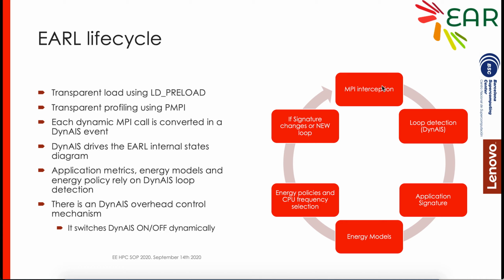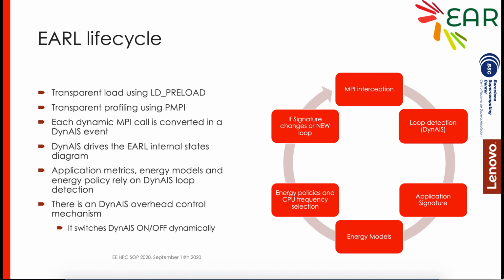The EARL library automatically converts each MPI call into a dynamic event that is the input for our loop detection algorithm. We call it DynAIS, and we will see a few details in the next slide. This DynAIS algorithm is able to dynamically identify loops, even nested loops, in the application. The target of DynAIS is to provide the outer loop of the application to the EARL library, and it drives the behavior of the library. Once the loop is detected and several iterations are executed, where several depends on the mechanism to measure the energy, it could be 1 second or 10 seconds, we identify that automatically.